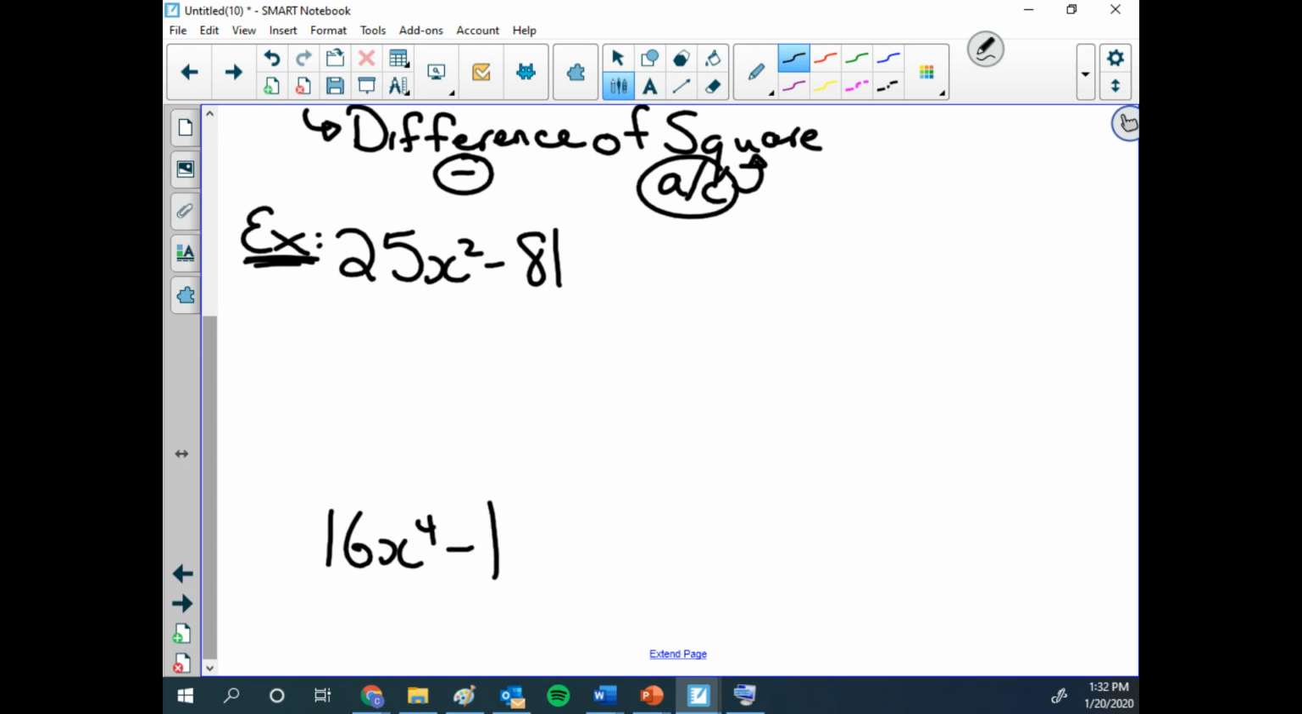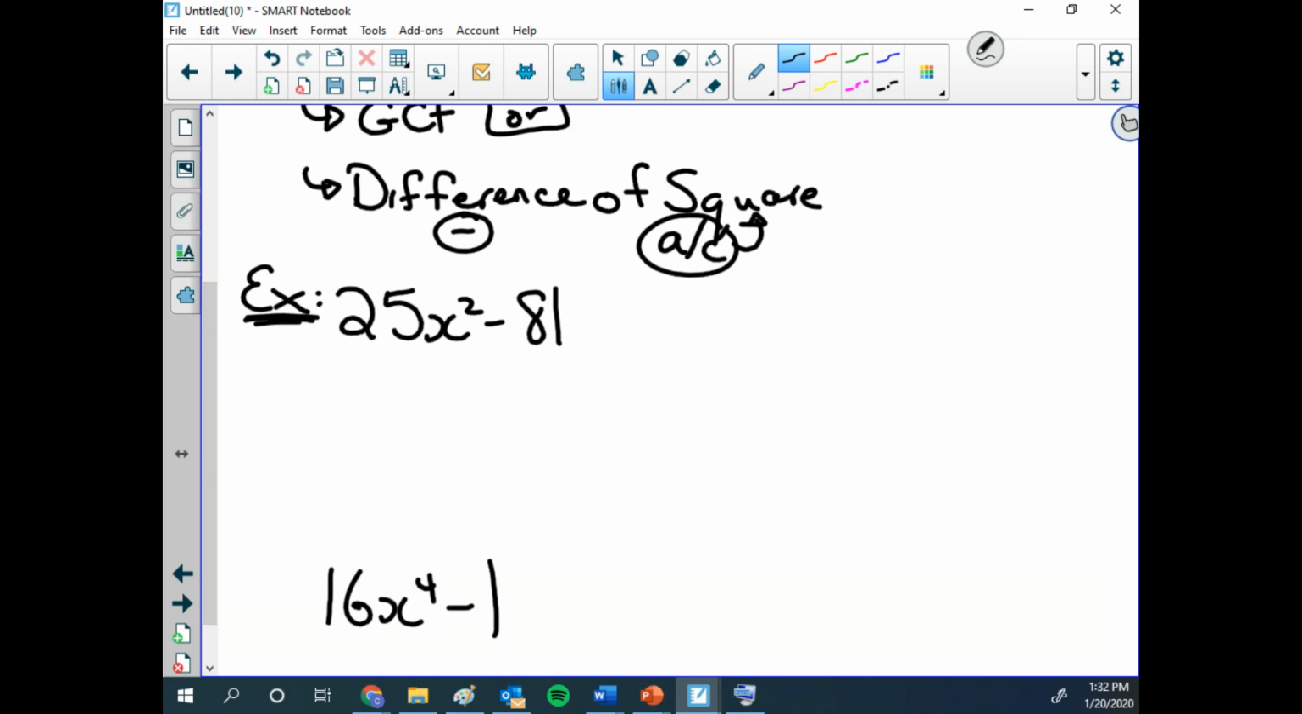So let's say they gave me those 2 examples and they say factor them. You need to take those and factor them. So first thing I want to do is look at 25x squared minus 81. Does anybody remember how to factor difference of squares? No? Okay, I'll go back up here then.